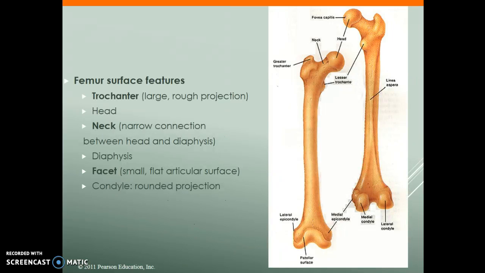The femur surface features include the trochanter. Here's a greater trochanter, and here is a lesser trochanter, and it's a rough projection. There is a neck on the femur, which leads to the head. This whole end of the bone is called epiphysis. The shaft, again, is the diaphysis. And a facet is a small, flat, rounded surface. A condyle is a rounded projection.